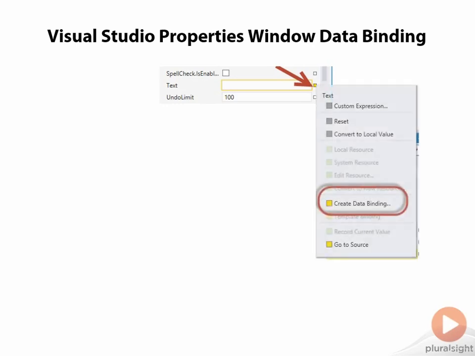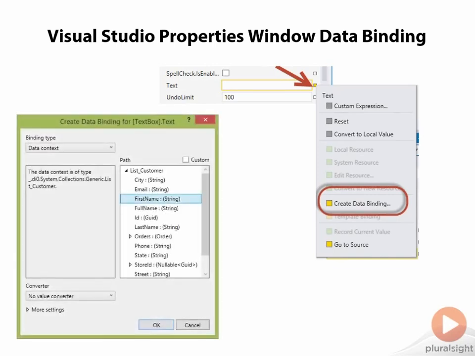In addition to the data sources window, there's the properties window, which anyone who's done any UI design in Visual Studio over the years is certainly familiar with. What you may not be familiar with are the data binding features that are within the properties window. So first off, next to each property, there's a little tiny square there that's kind of subtle, but if you click on that, it'll bring up a context menu. And in that context menu, there's an option to create a data binding. If you click on that, you get a dialog that lets you basically set everything you need to set at a property level for data binding.